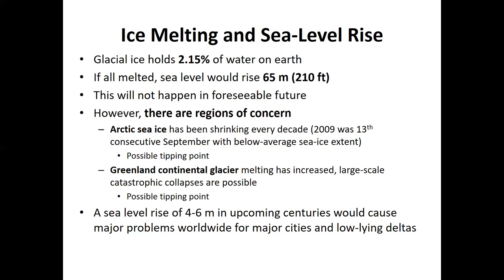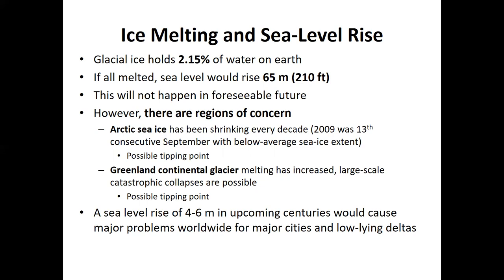The Arctic sea ice has been shrinking every decade. 2009 was the 13th consecutive September with below average sea ice extent. And there reaches a tipping point, which I talked about before, where enough ice melts that even if warming stopped, the remaining ice would melt because of the positive feedback loop. The Greenland Continental Glacier is melting. It has increased, and a large-scale catastrophic collapse of these ice sheets is possible. Once again, there's this tipping point where once so much ice melts, a positive feedback loop causes the rest of the ice to melt.